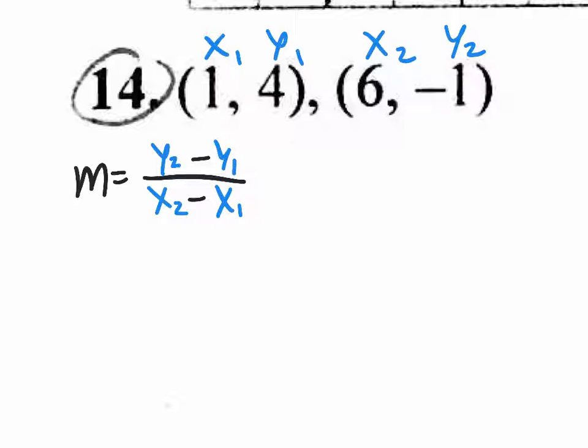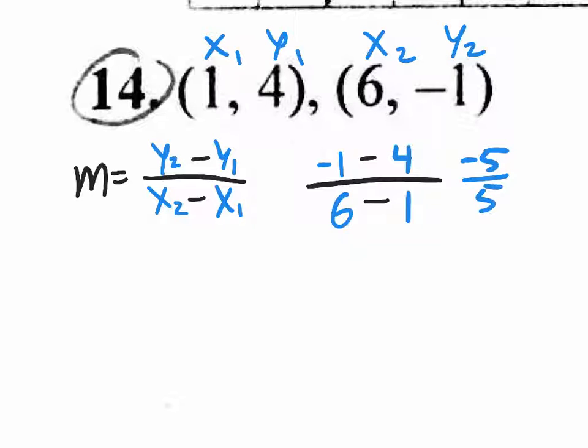And before even applying the formula, please start by doing the division and the subtractions. And yes, y2 is negative 1, y1 is 4, x2 is 6, x1 is 1. And when you do the math, you're going to end up with negative 5 up on top over what on the bottom? 5 on the bottom, which means that your m value is negative 1. So we know that our m is equal to negative 1. That's half of what we need.